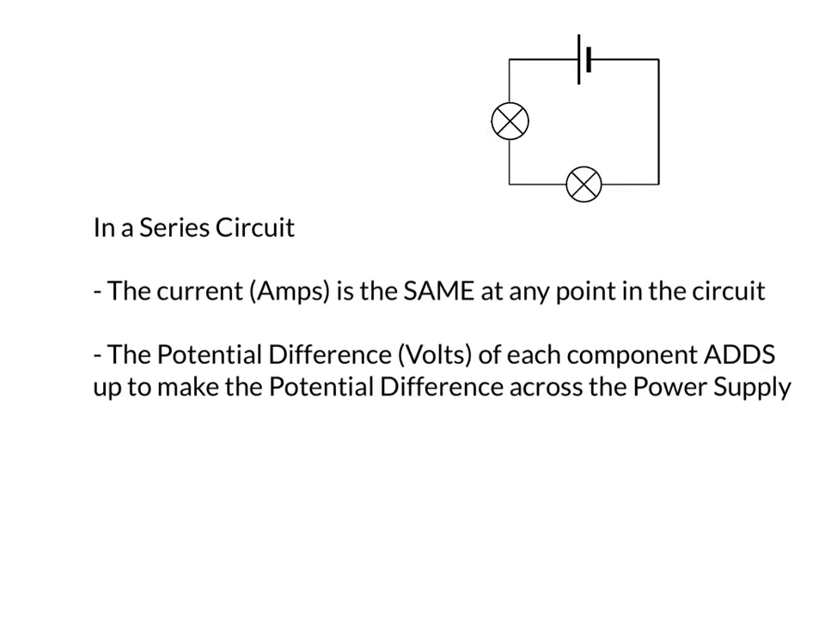We now also know in a series circuit such as this one, the current measured in amps is the same at any point in the circuit. The potential difference measured in volts of each component adds up to the potential difference across the power supply. And I'll just add in the voltage of that power supply and those 2 bulbs, just to jog your memory there as well. All right, so those are the 4 rules.